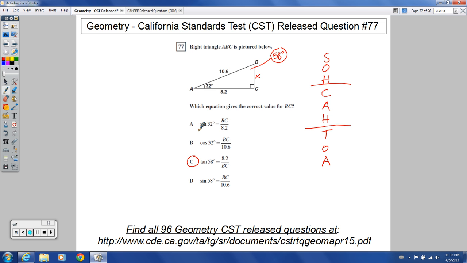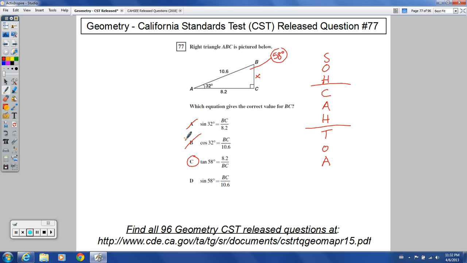Let's check these other ones and make sure they don't make sense though. So sine of 32, sine is opposite over hypotenuse. And so we would have BC over 10.6. That's not what we have here. For part B, cosine of 32 degrees, cosine would be 8.2 adjacent over hypotenuse 10.6. That doesn't help us solve for BC at all.